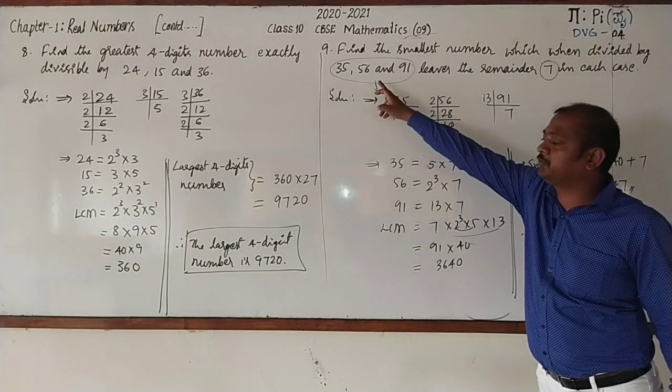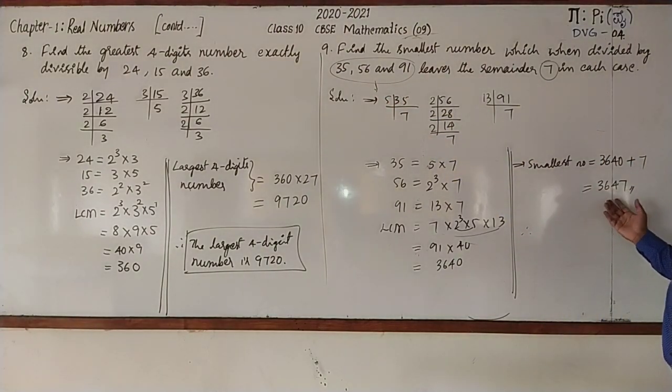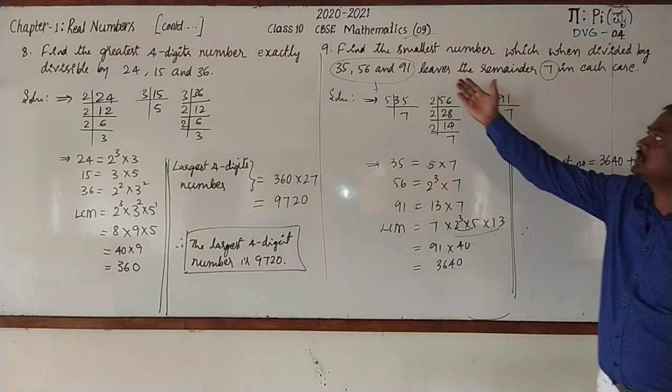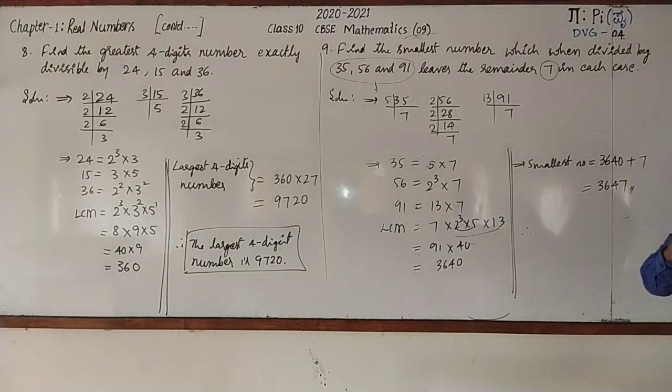See that? You can check that when this number is divided by 35, gives the remainder 7. This number is divided by 56, again it gives 7 as the remainder, and the same number is divided by 91 also, it gives the remainder 7. Understood? Okay.